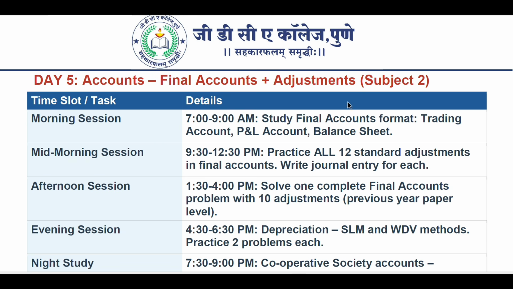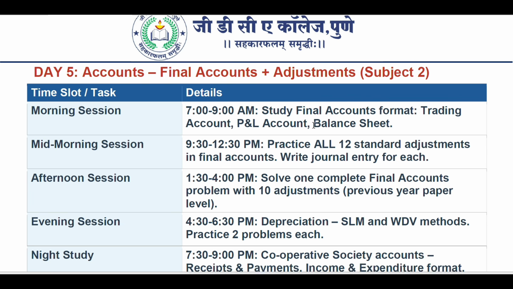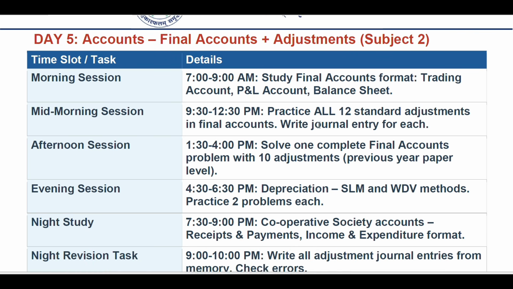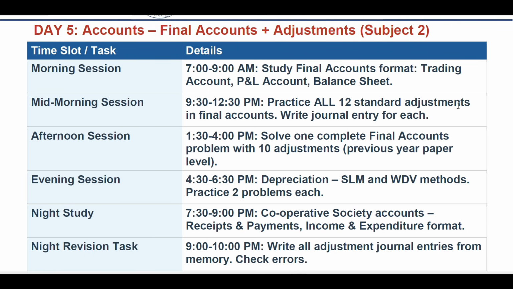Day 5, final accounts plus adjustments. Again, this is part 2 of the account subject, subject number 2. In the first half, study all final account formats: trading account, profit and loss account, and balance sheet. Practice all 12 standard adjustments in final accounts. Write journal entries for each. These 12 standard adjustments are there, which we're going to see as well.